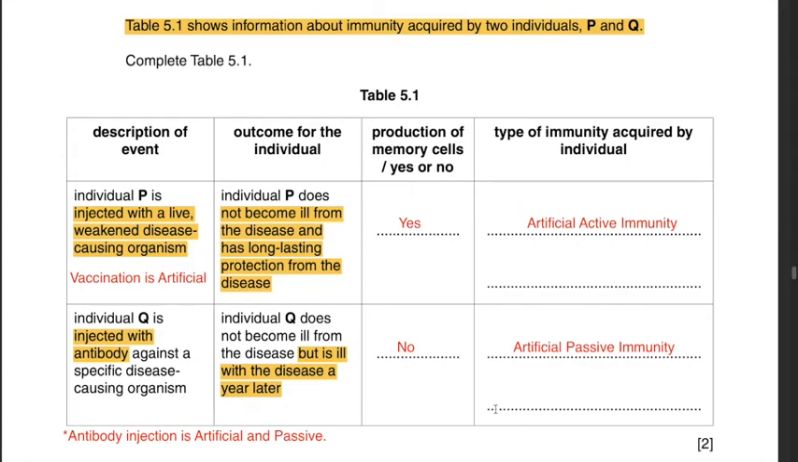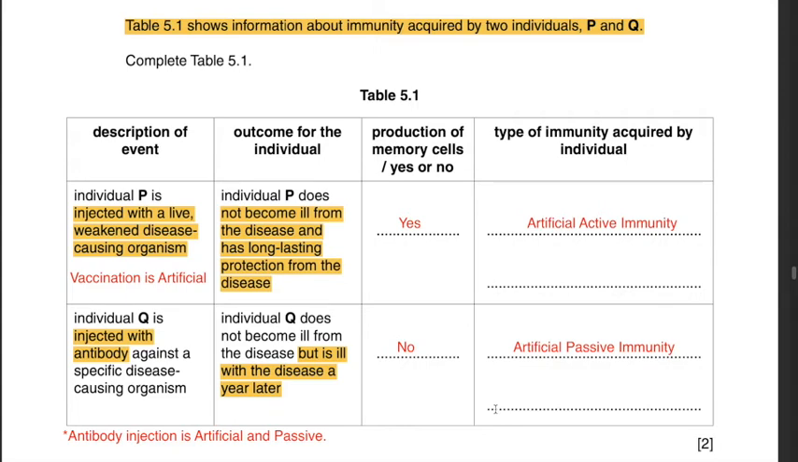Production of memory cells, yes or no? Well, this event is of a vaccination, and all vaccination events are artificial in nature. Therefore, it should consist of the word artificial in its immunity, and the outcome is the person does not become ill and has a long-lasting protection. That is active immunity, because only active immunity would lead to long-lasting protection and the person not being ill from the same disease. And active immunity is concerned with memory cells being produced. Therefore, for production of memory cells, you should put yes.